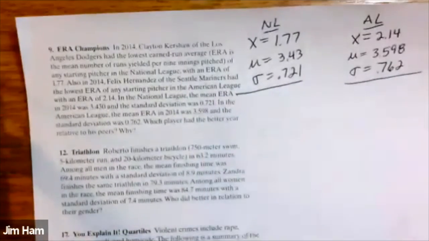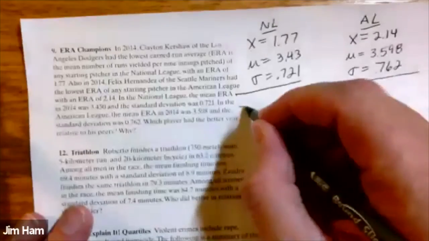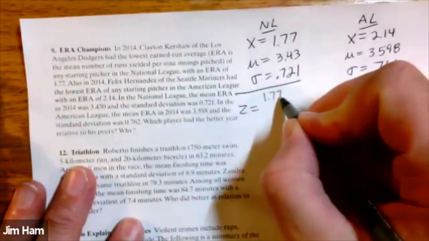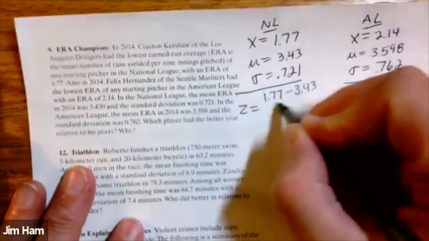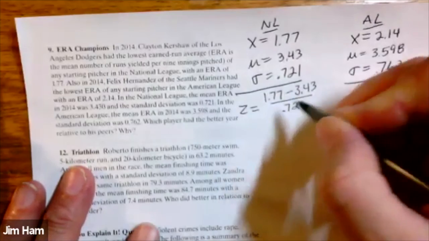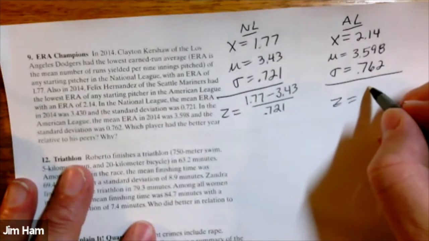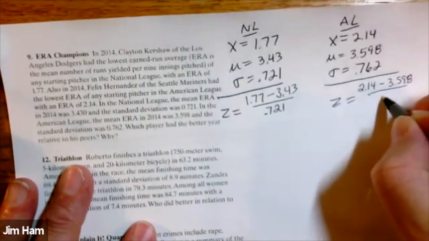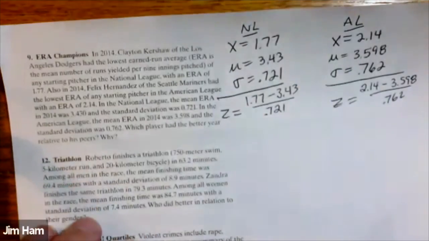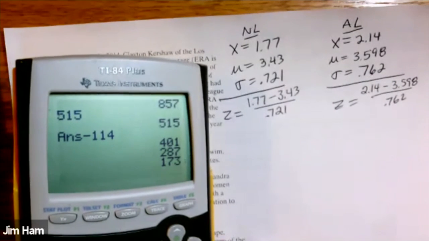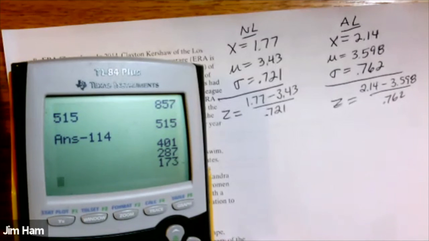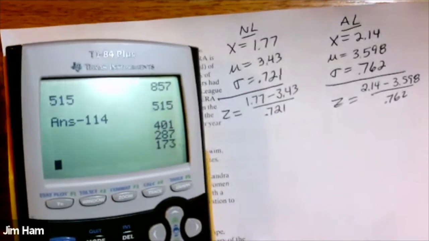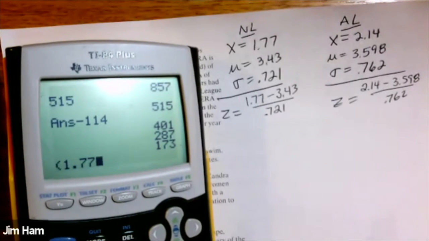All right, so the way that we're going to determine which pitcher is the best is we're going to calculate a z-score for each one. So here, we're going to take the data value, subtract the mean, and divide by the standard deviation. We'll do the same thing for the American League pitcher, Felix Hernandez. Take his ERA, subtract the mean ERA, and divide by the standard deviation. The one with the most negative z-score has the most extreme score, which means the best score. The highest negative number would be the lowest ERA. So we'll calculate both of these. Remember to use parentheses when you have a subtraction on the top.